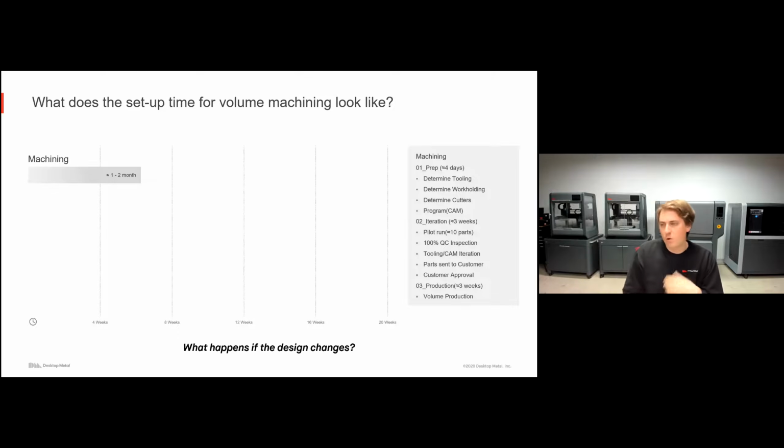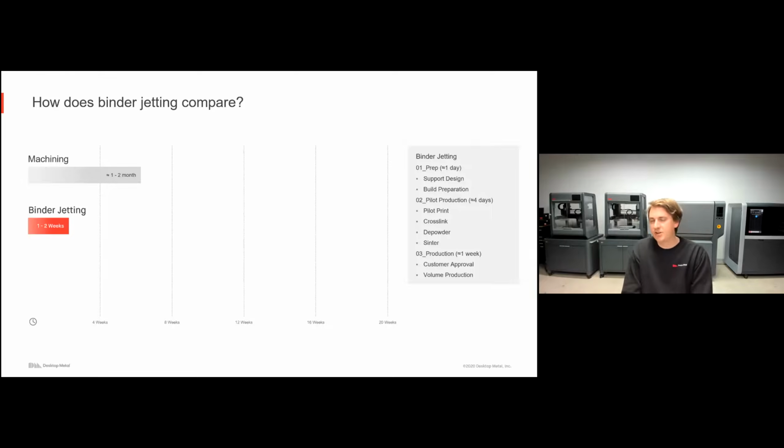Of course, now what happens if this design changes? Now we have to make drastic changes potentially to our work holding, to our tooling, to our CAM programming that can set this back weeks, if not months, to the design process. Potentially we have to start this design process completely over for the tooling process, which can add lots of cost and lots of lead time to our production. How does this compare to our binder jetting process? With binder jetting, we're not talking months, we're not talking multiple weeks, we're generally talking 1 to 2 weeks.